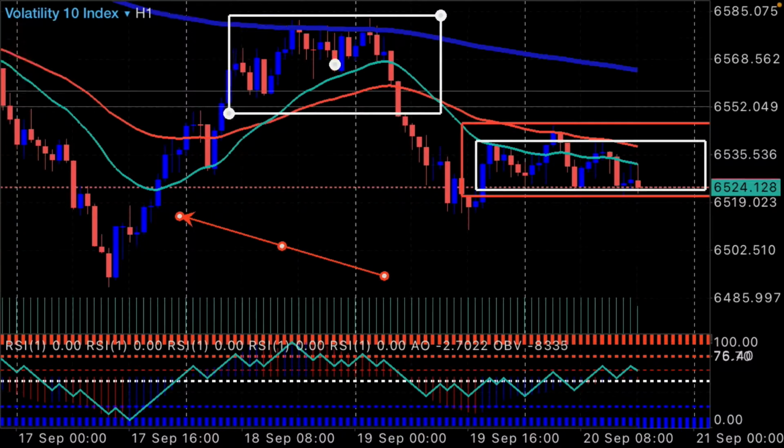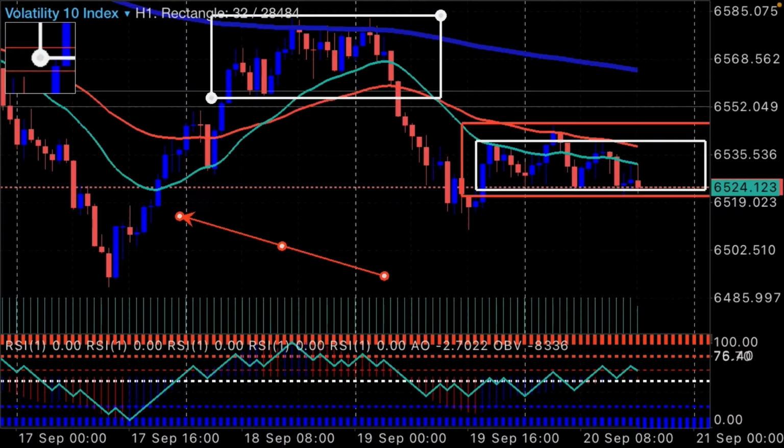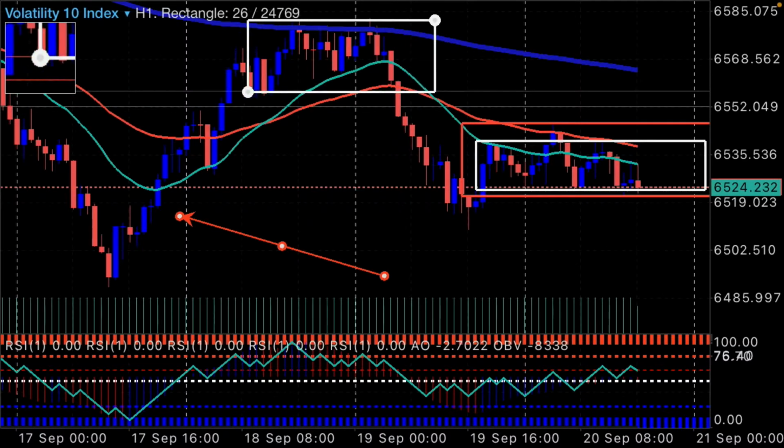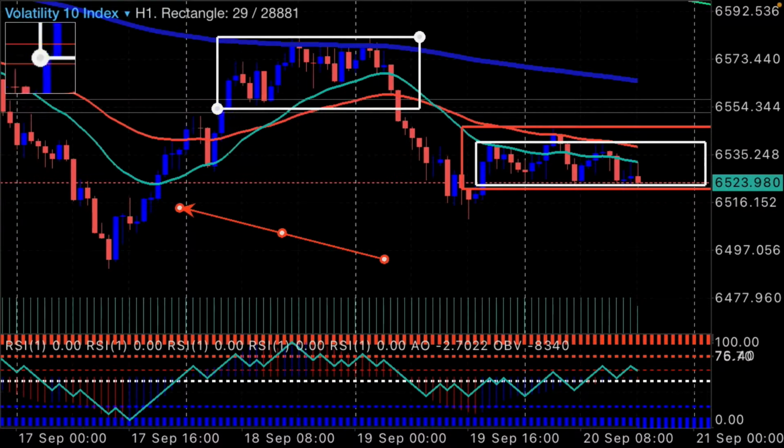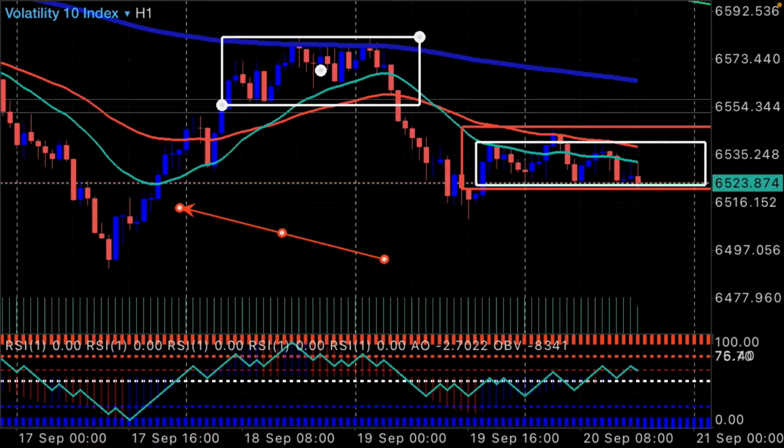Draw it here. I normally draw it like this. This is how I draw it. You can see it works perfectly. I've tested this.